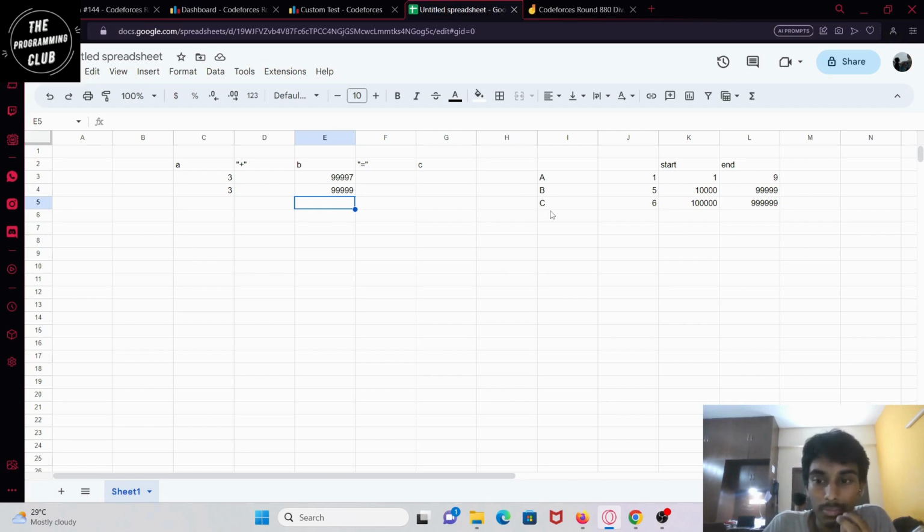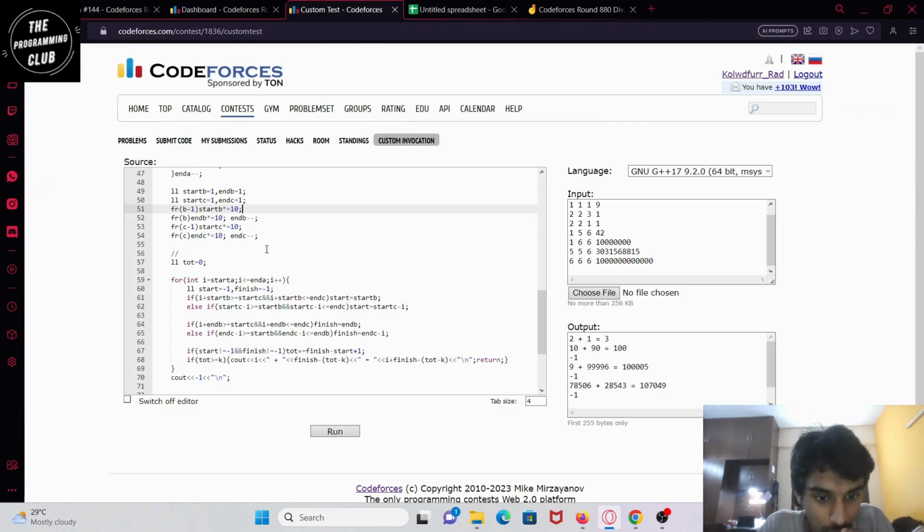And in case this sum was not in the range, then we'll have to do something else. Then what will we do? Hmm, start C, end C minus I, end C minus.